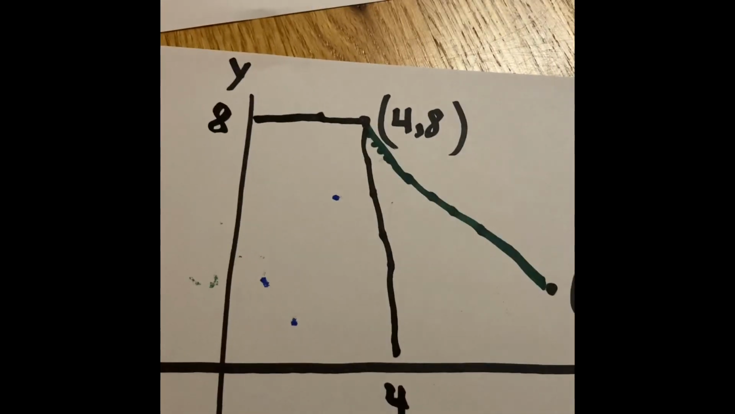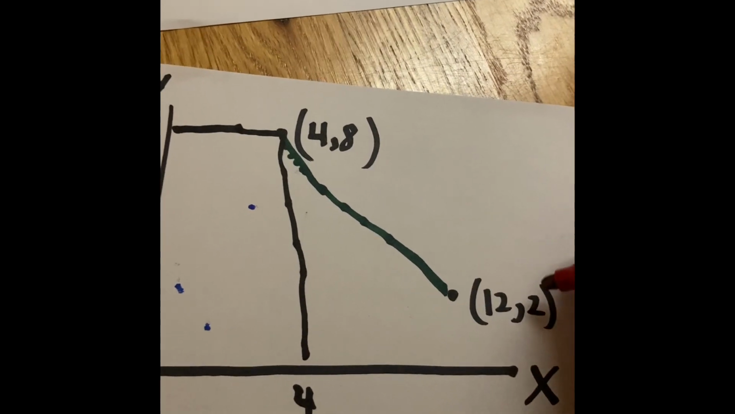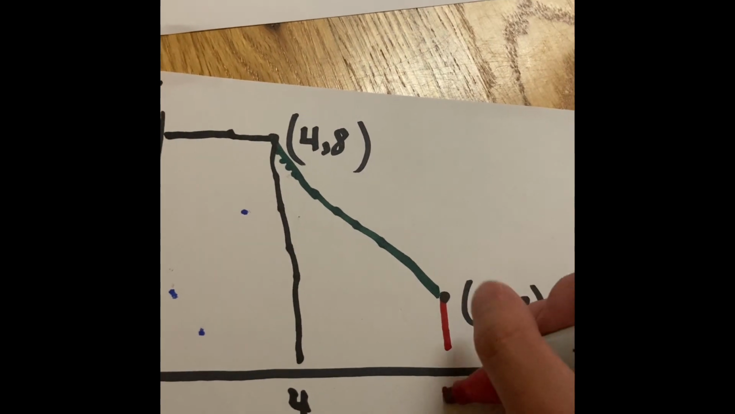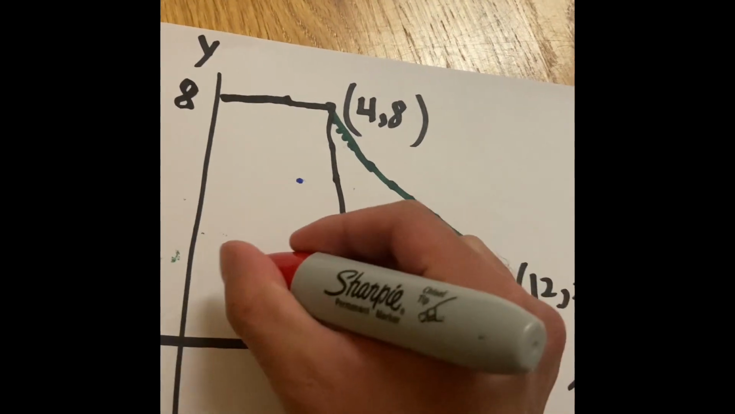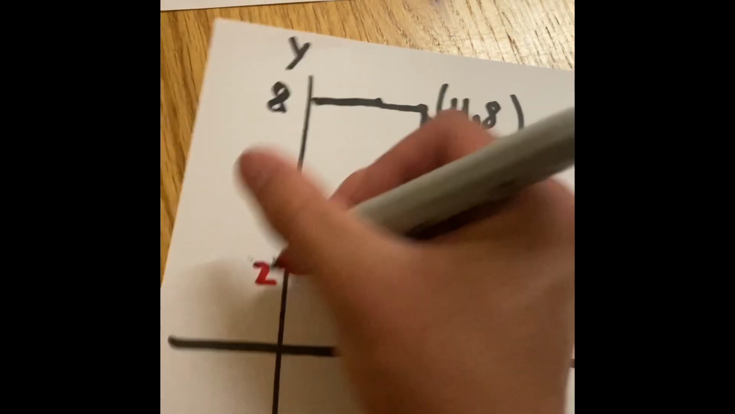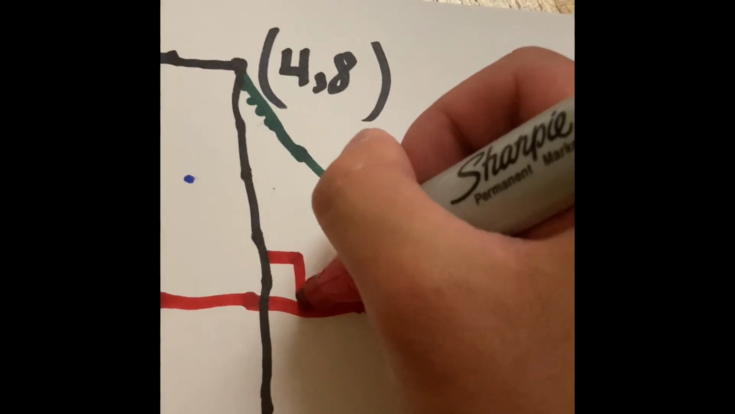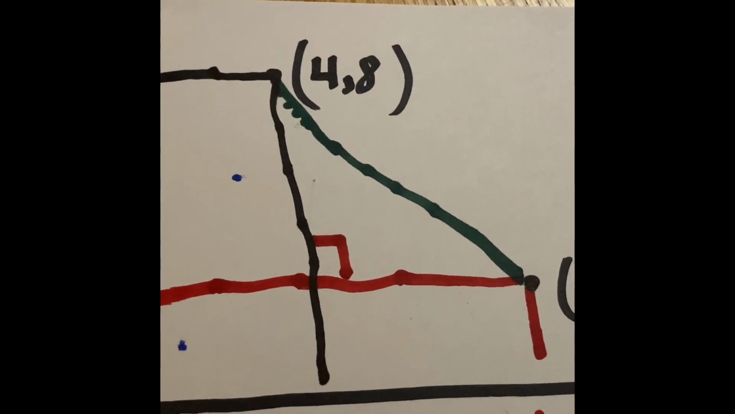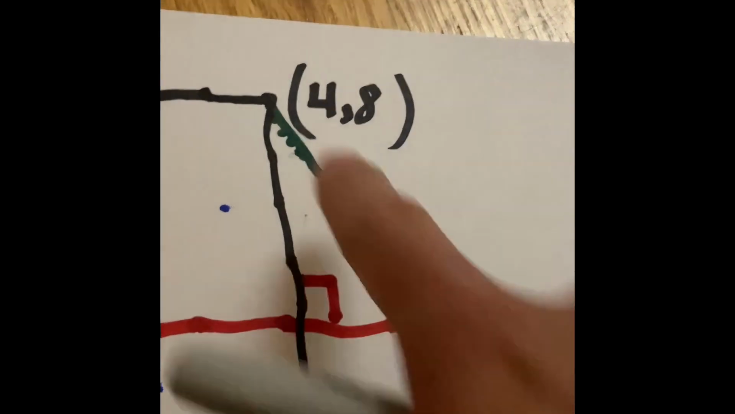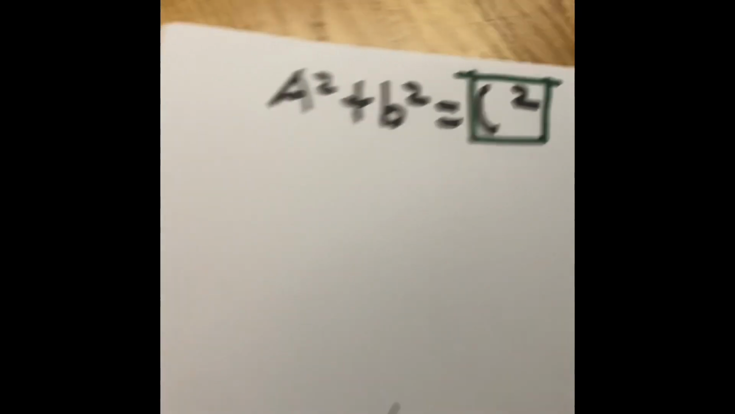If I make another line using the red marker, if I say 12 and 2, right here is going to be 12 on the x-axis, and right here is going to be 2 on the y-axis. And it turns out that this triangle that we just made happens to be 90 degrees, a right triangle. But the problem is, how do we know what this green line is? Or how do we know what the hypotenuse is? That explains why we circled the c squared in green, because that's our goal.